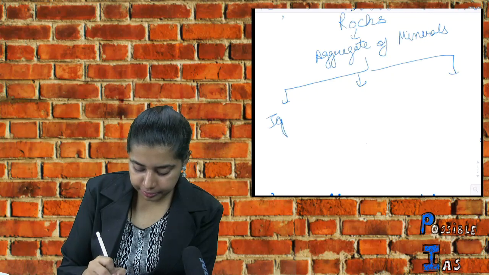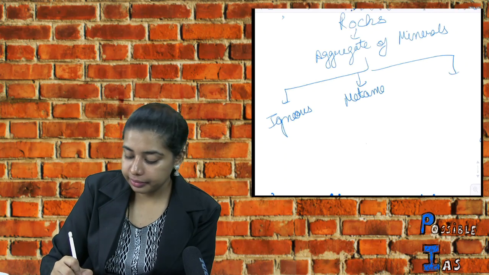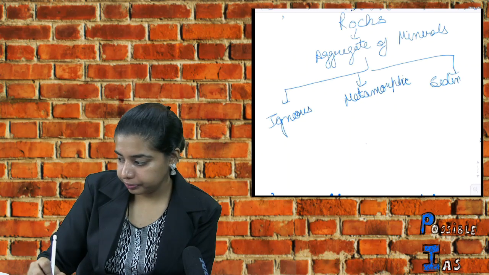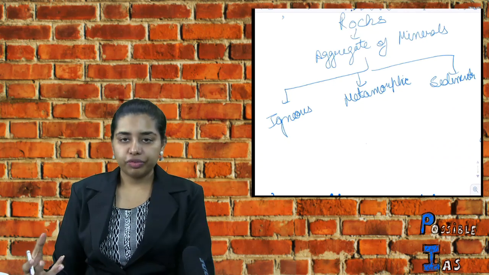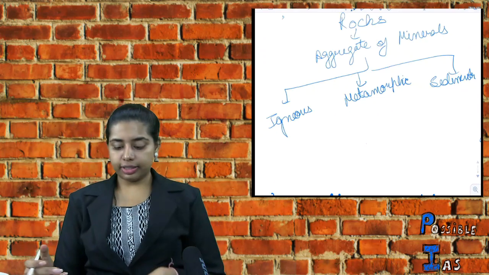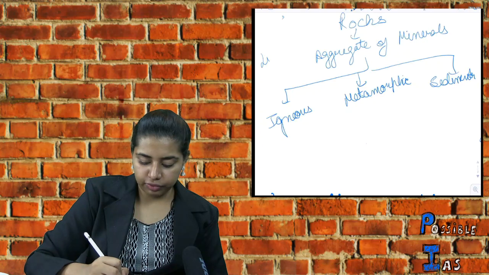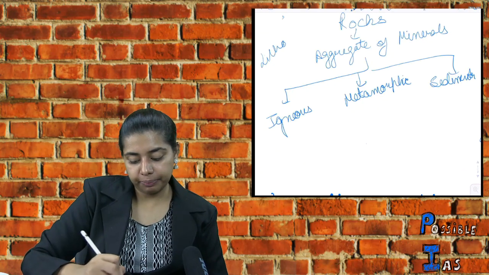igneous, metamorphic, and lastly sedimentary. These different rock types form different landforms, and the landforms are really dependent on the type of lithology that is present. The type of rocks present in an area is known as the lithology of the area.